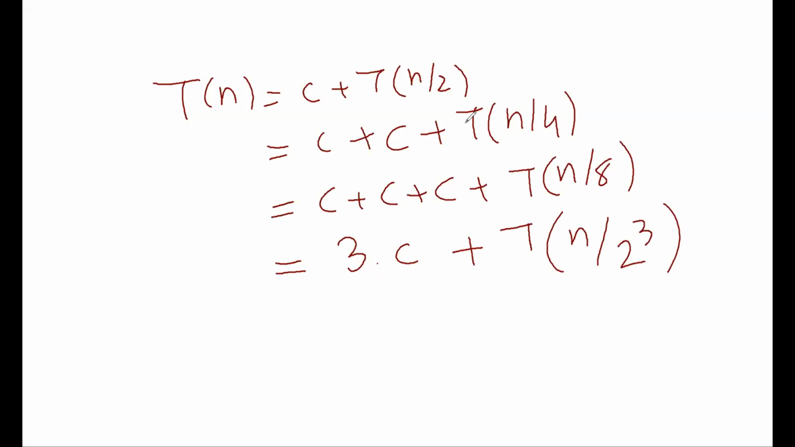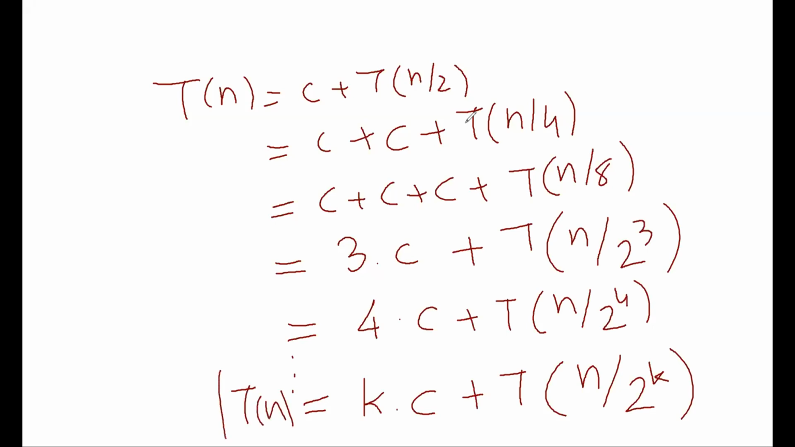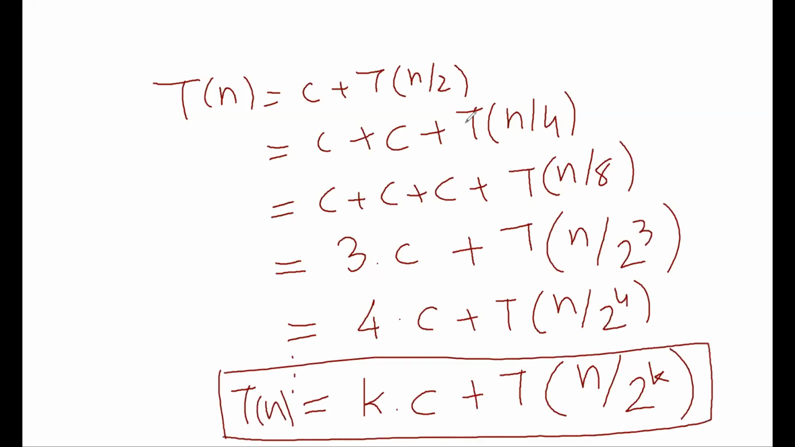So if I do it one more time, for example, this will be 4C plus T(n/16), which is n by 2 to the power 4. So I can give it a general form. As I'm iterating, this is the general equation that I'm getting. So this T(n) is basically equal to this general form: k times C plus T(n/2^k).